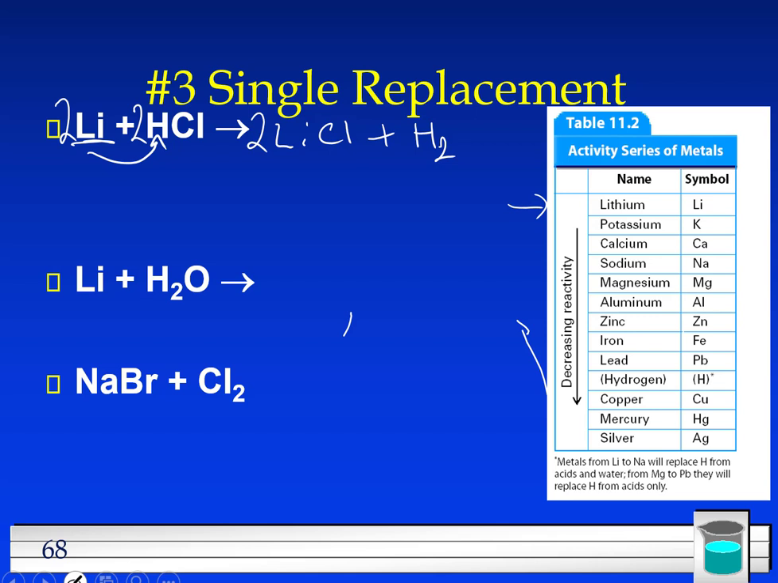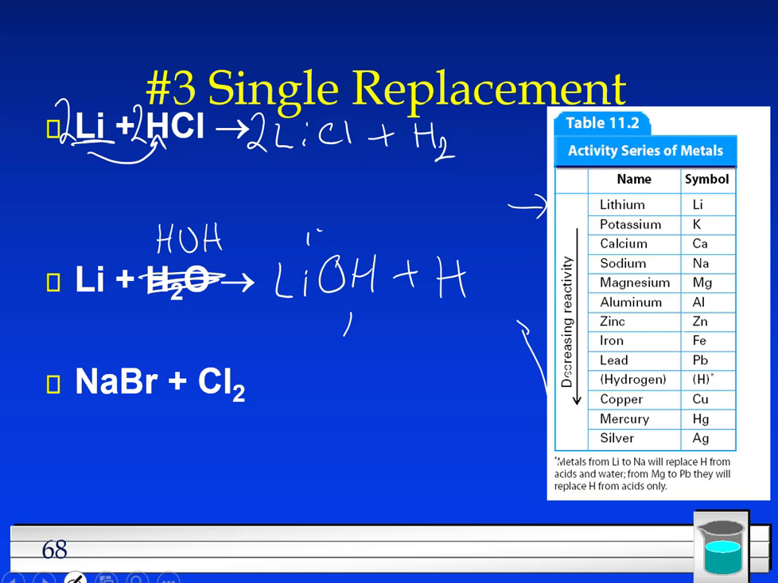Okay, we've got lithium plus water, and we just said lithium always replaces hydrogen, even if it's with water. So lithium, and here's the tricky part. I don't want to think of water as H2O. I want to think of it as HOH, because it's only going to replace one of the H's. So Li is going to end up next to OH, and H will be by itself. I think of it as hydrogen hydroxide, and it only replaces the hydrogen part of hydrogen hydroxide.